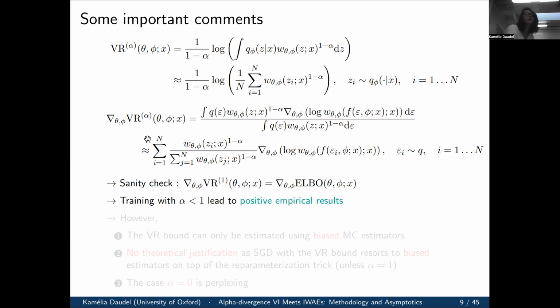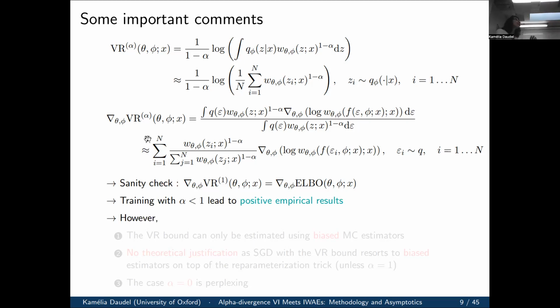The second thing that is important is that if you train using this procedure with alpha less than 1, you will obtain empirical positive results. So this is one way to motivate working with this extension. It does improve what's going on in practice. In the context of the paper of Lee and Turner, they do see that it plays a role.